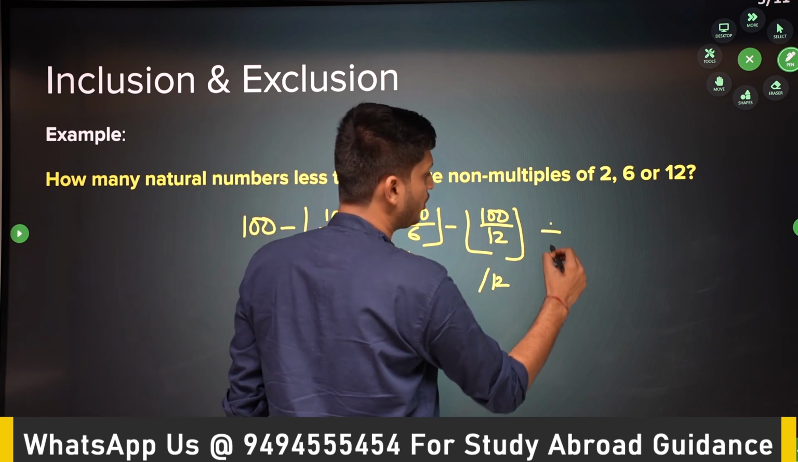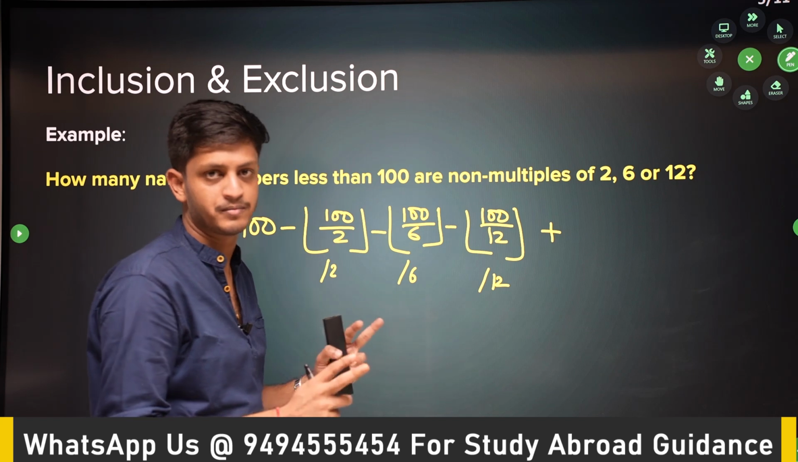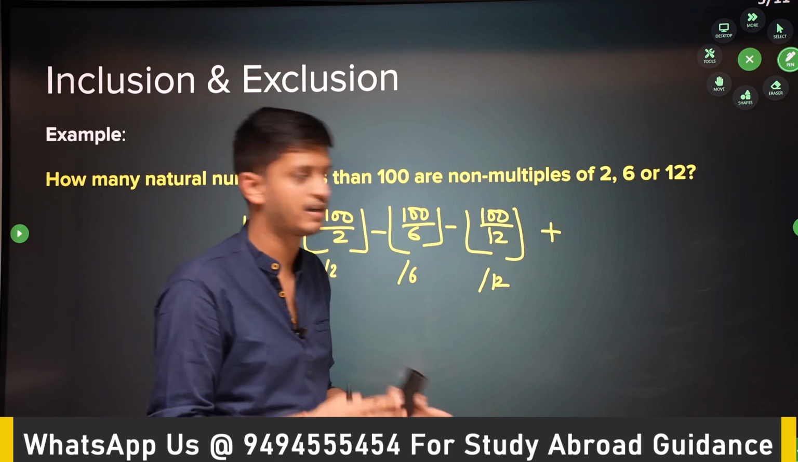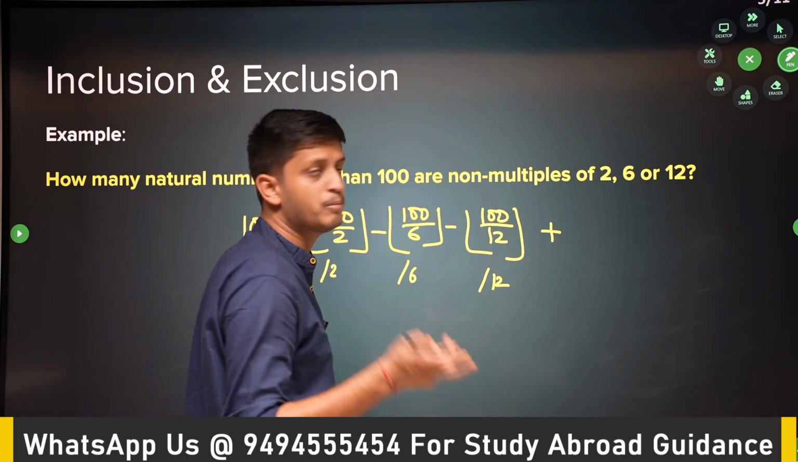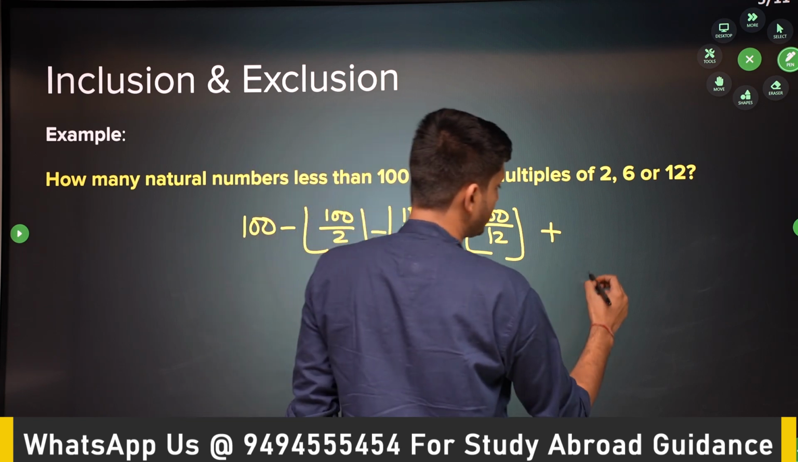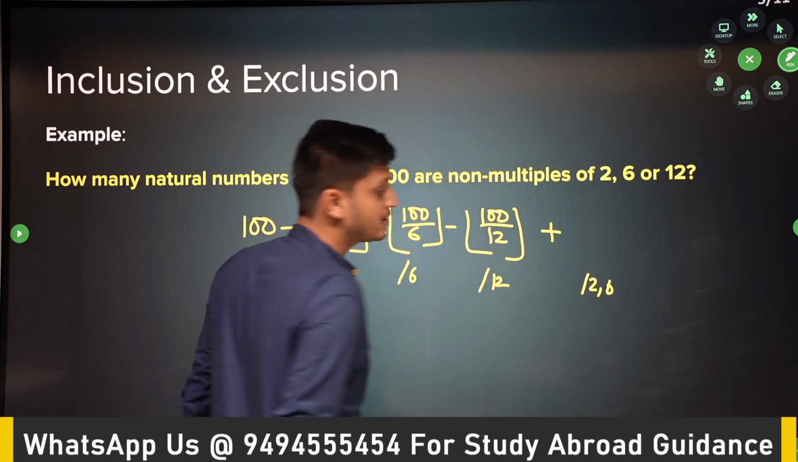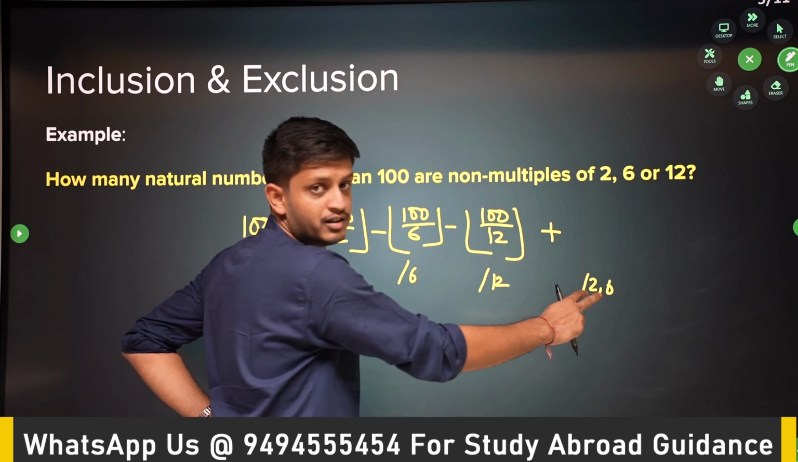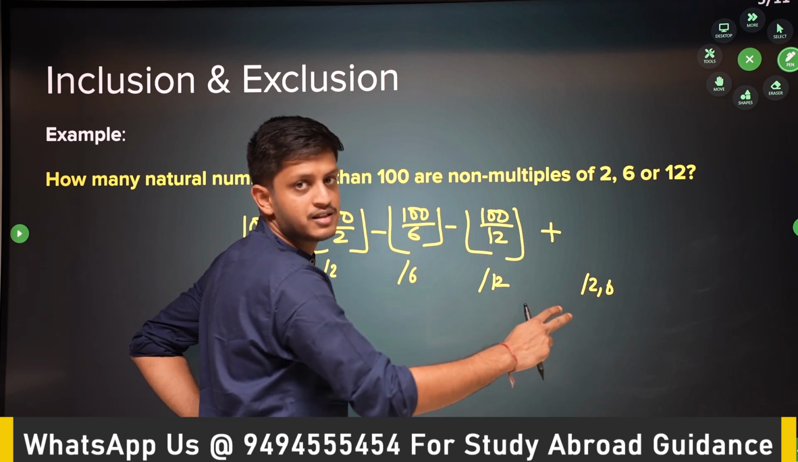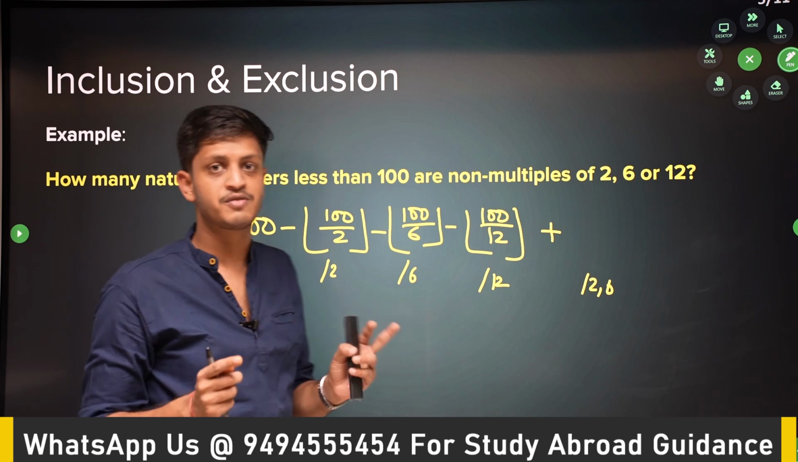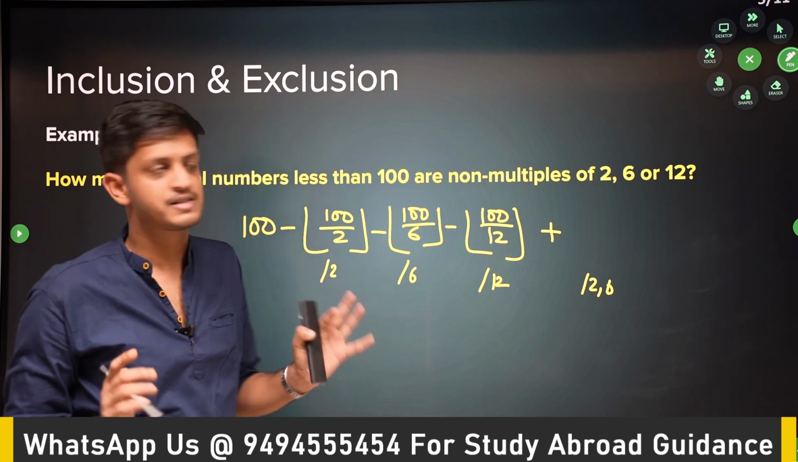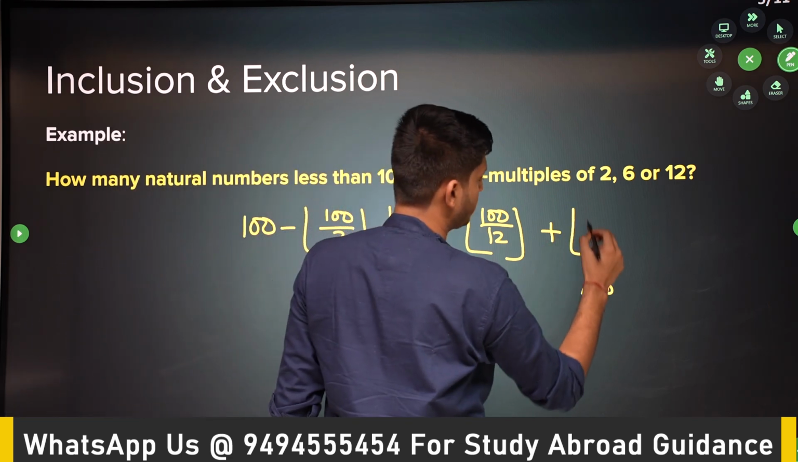Now we have to add 2 at a time. Subtract 1 at a time, add 2 at a time. So you have to add all the elements which are divisible by both 2 and 6. So how many numbers are divisible by both 2 and 6? The common mistake is you will divide by 12. It should not be 12. The LCM of 2 and 6 is 6. The numbers which are divisible by both 2 and 6 will be divisible by 6 only, because the LCM is 6. So it should be 100 by 6.